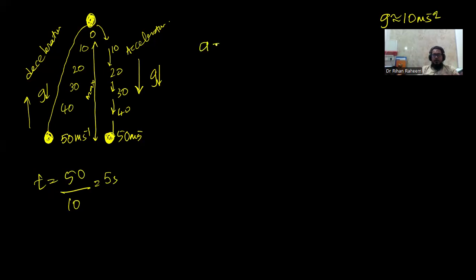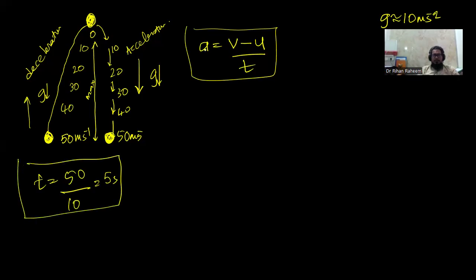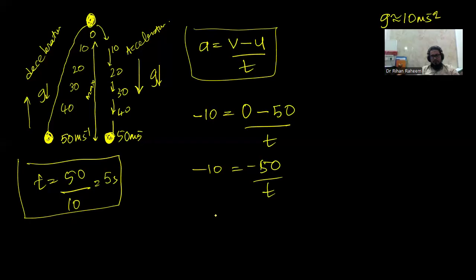We have an equation: acceleration equals final velocity minus initial velocity over time. By using this equation only, I got it. I made it into a short form and gave it to you. If you want the method, it's like this. In this situation, gravity is acting downward and the object is going upward, so it's minus 10. Final velocity when it reaches the maximum is 0, minus initial velocity, divided by time. Minus 10 equals minus 50 over t. Therefore, t equals minus 50 over minus 10, so t equals 5 seconds.